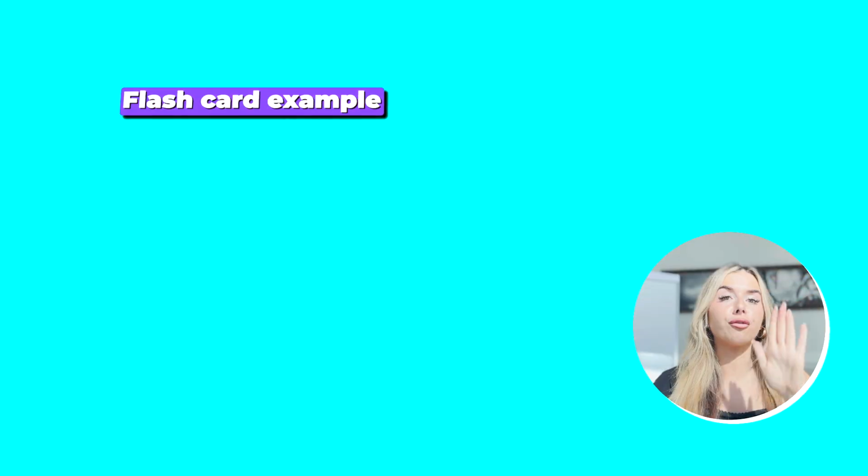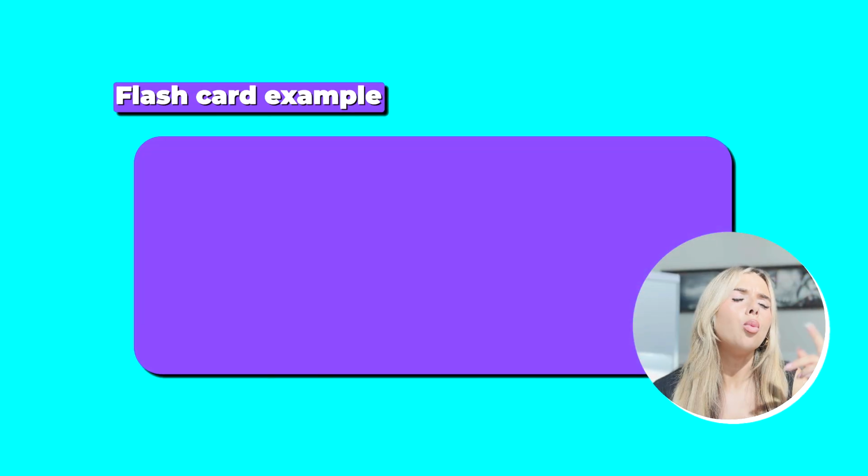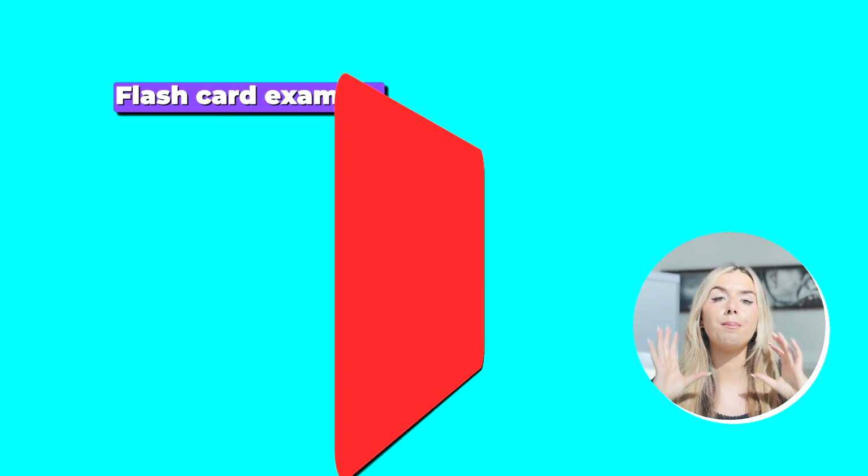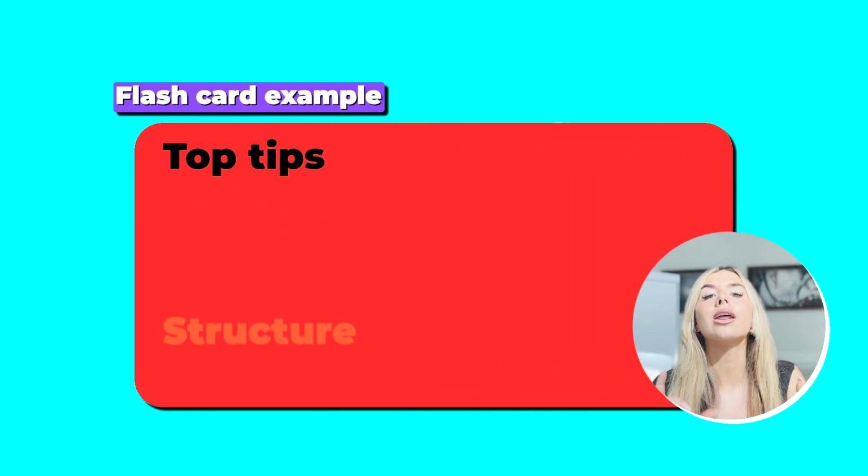So on the front of the flashcard, it will say something like this: What are the top tips and structure for language paper 1, question 2? Then on the back, we want to write up our structure and our top tips. Our structure, like I said, should include everything that you were expected to do in the mark scheme. And then the top tips are the things that you've got to bear in mind, the things that you need to remember to do, their little hacks, the tricks that will help you get the top mark easily.